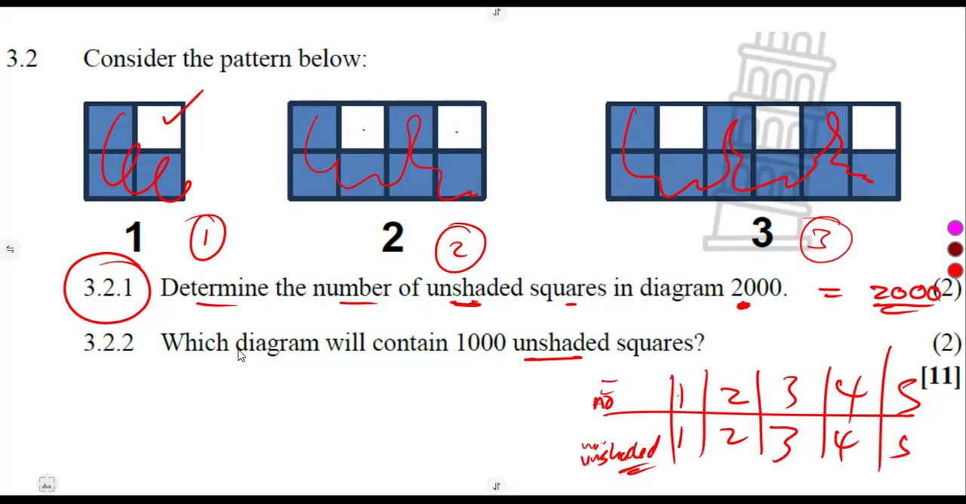Even here, when they ask which diagram will contain 1000 unshaded squares, we are talking about the 1000th diagram, because it's corresponding, 1000 and 1000. That is the condition that we have. So diagram 1000 must have 1000 unshaded squares. Since diagram 2 has 2 unshaded squares, diagram 3 has 3, diagram 4 has 4, that does not change the case. So 5000 must be 5000 also.